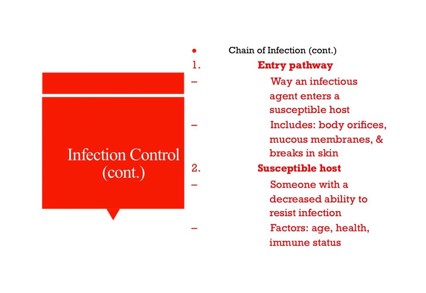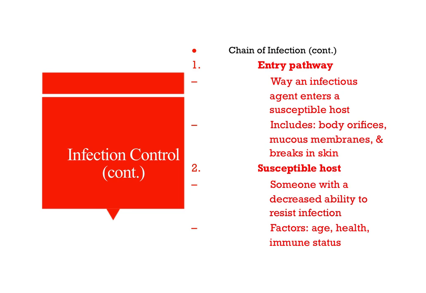All right, so now it's been transmitted. It has come in contact with our new person, our new host, our new reservoir. And it needs an entry pathway. So the way this microbe enters a susceptible host would be body orifices, mucous membranes, or breaks in the skin. Our mucous membranes would be like up our nose, well, that could be a body orifice, like our eyes, our mouth, like our cheeks and stuff.